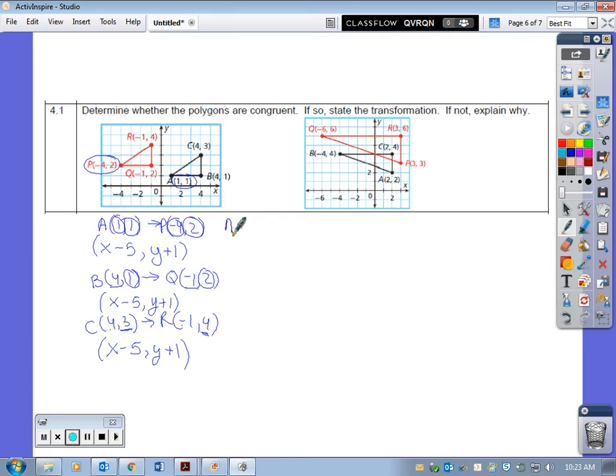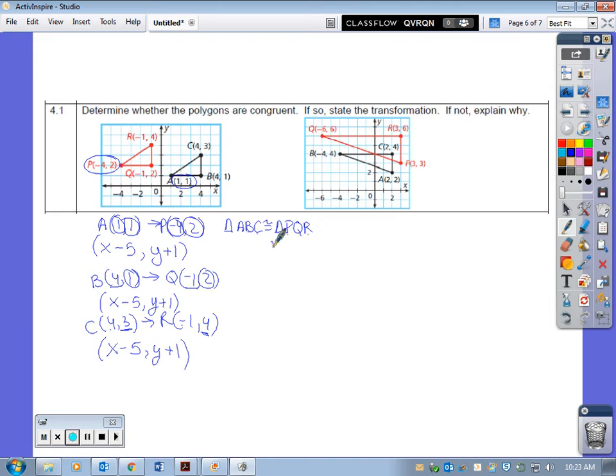So triangle ABC is congruent to triangle, and let's go in the same order, P, Q, R. Okay? So P and A were the two. So A moved to P, B moved to Q, and C moved to R. Okay, so we want to keep them in the same order.